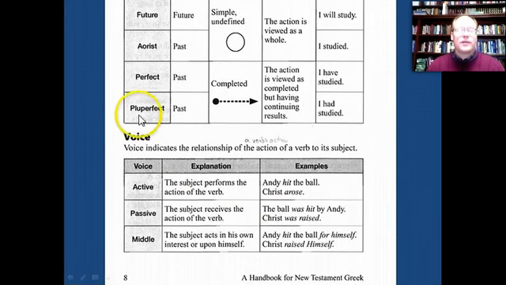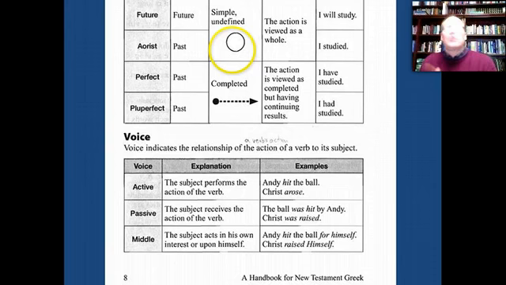Then there are the perfect and pluperfect tenses. Both of these are past tenses, and they both indicate action that was completed in the past with results that continued for a time after the completion of the act. The perfect tense, we'll see, views the action as completed with the results continuing up to the present time, whereas the pluperfect indicates an action that was completed with results that continued up to a point in the past but are no longer in effect. And the English examples, I have studied versus I had studied.